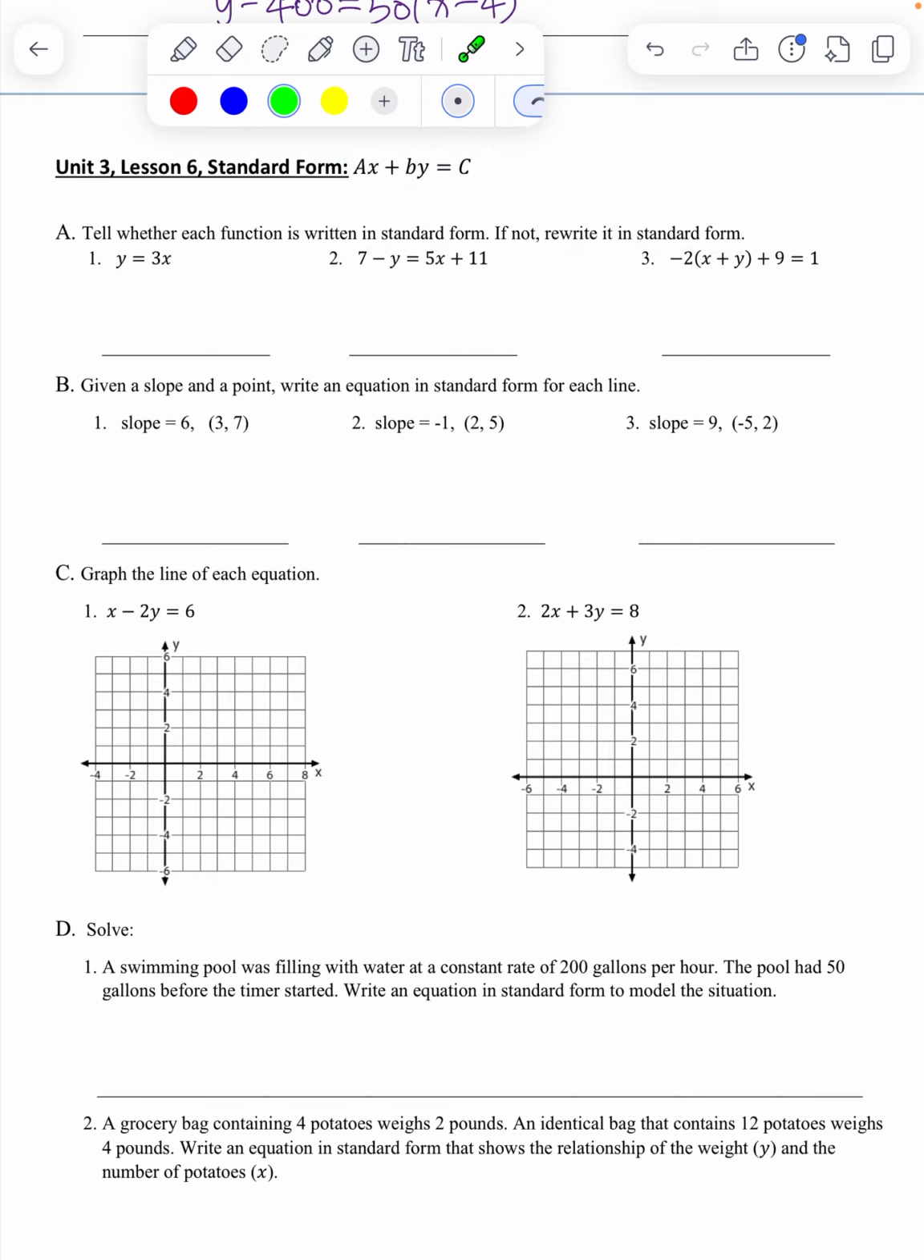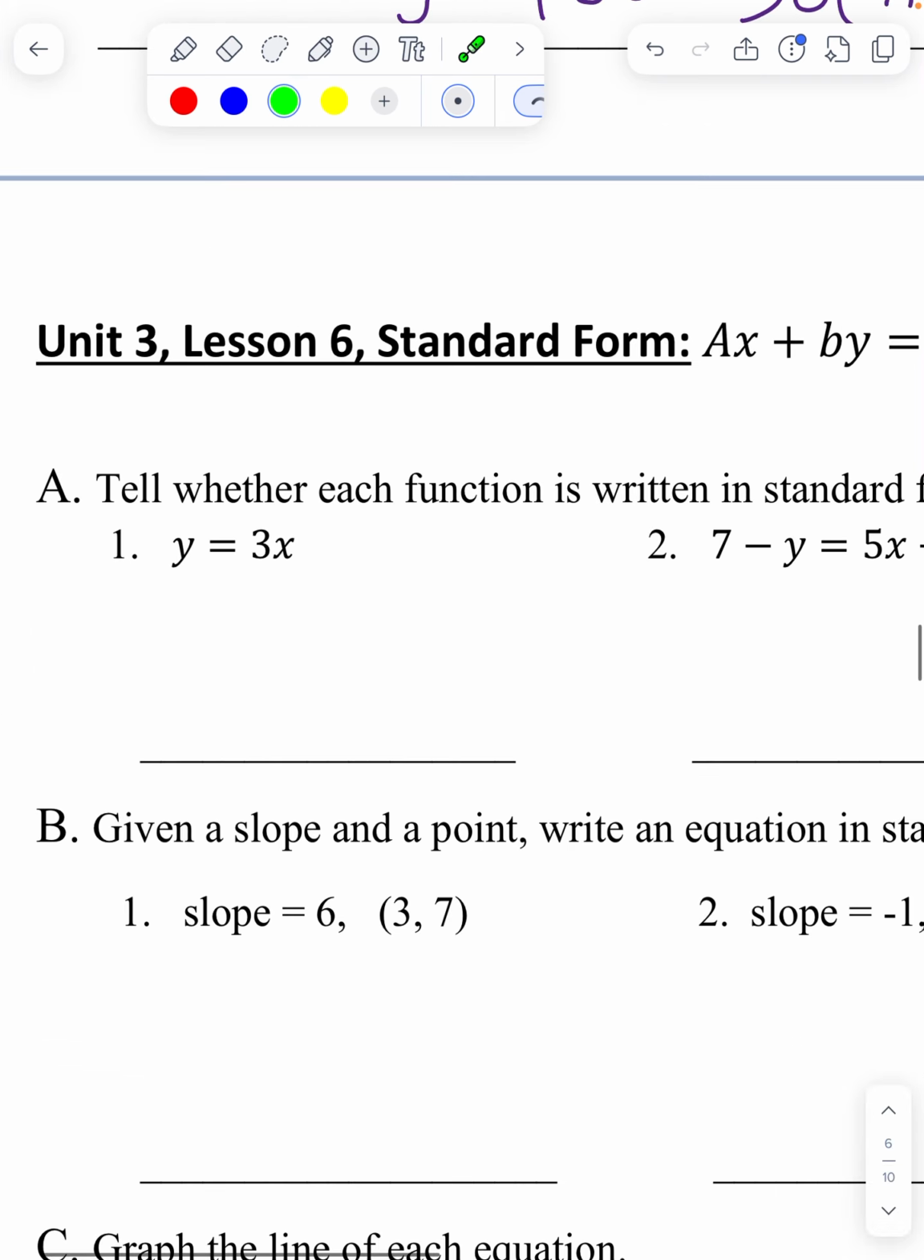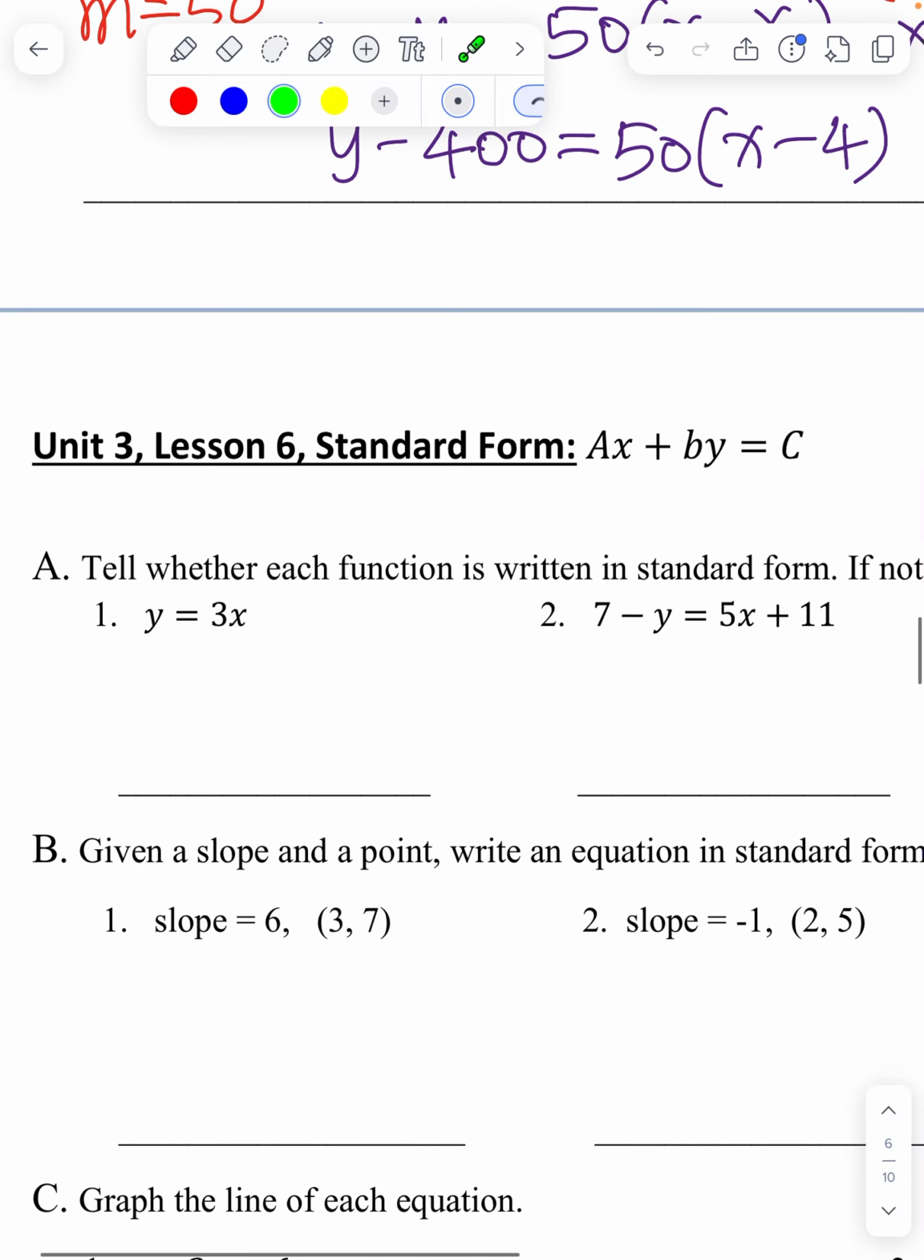A whole number times x plus a whole number times y equal to c. C is also a whole number. So standard form, a, b, c are all whole numbers. Okay, the first one, no. y equal to 3x is not a standard form, because in standard form, x and y are on the same side.